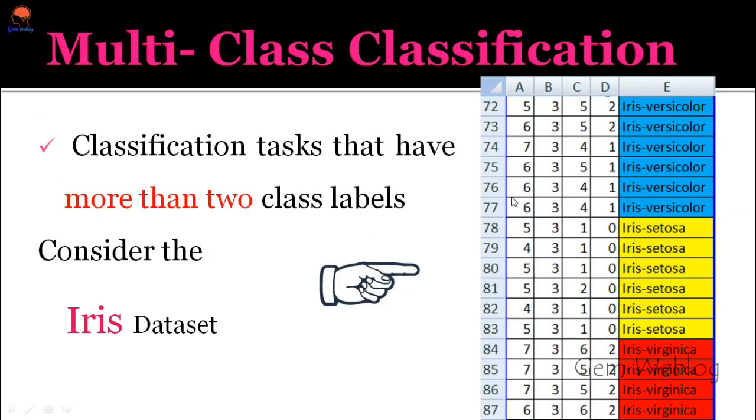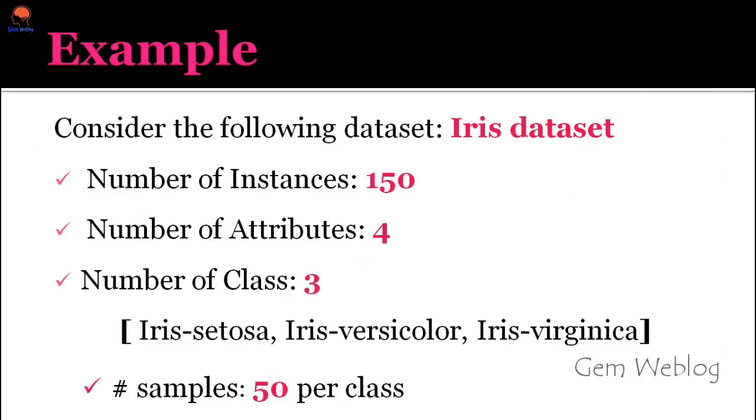What is meant by multi-class classification? It is a classification task that has more than 2 class labels. Now consider the iris dataset which is given on the right hand side. It contains 3 class labels: iris setosa, iris versicolor, iris virginica. So this dataset belongs to a multi-class classification problem. If you look into the iris dataset in detail, the number of instances in the given dataset is 150, the number of attributes is 4, and the number of class labels is 3. The number of samples under each class is 50 per class.